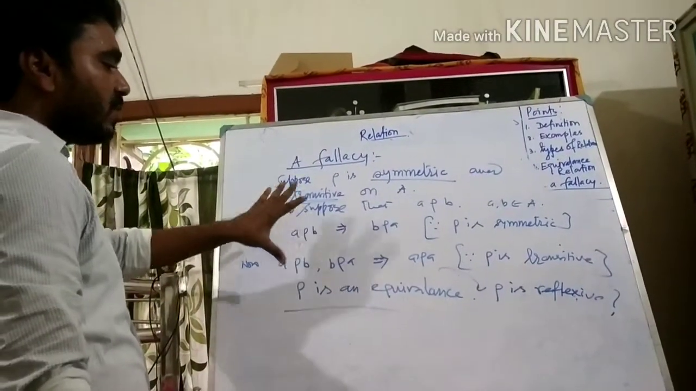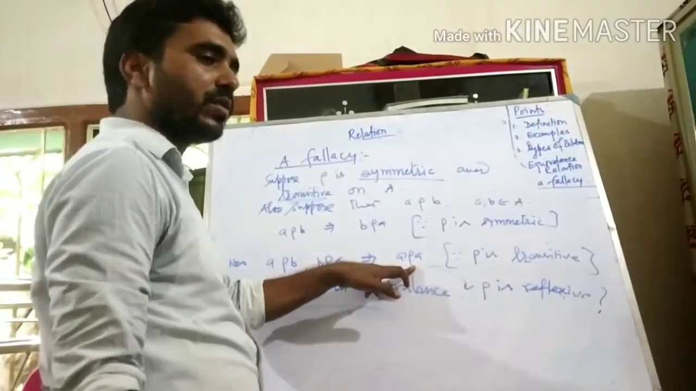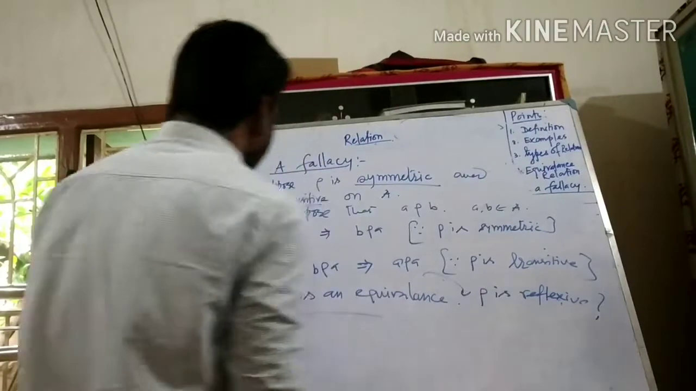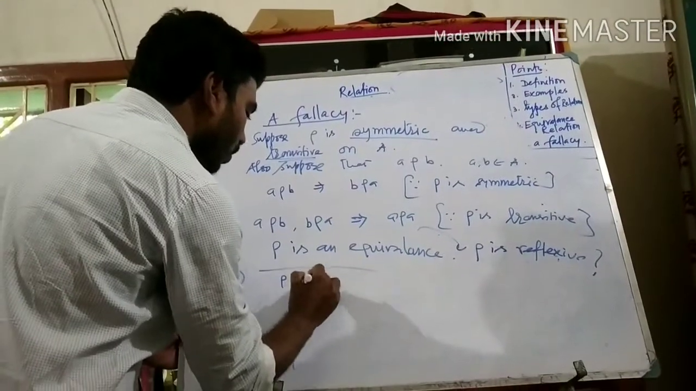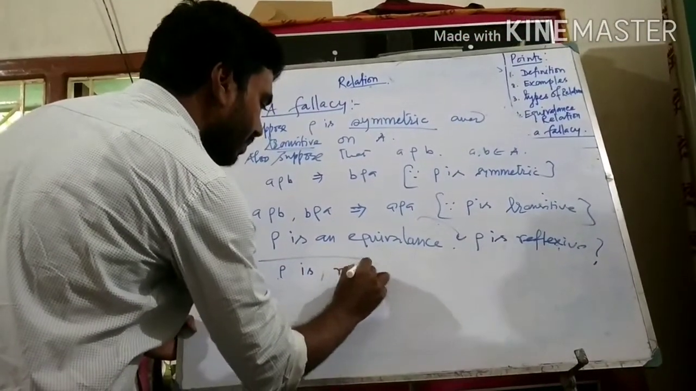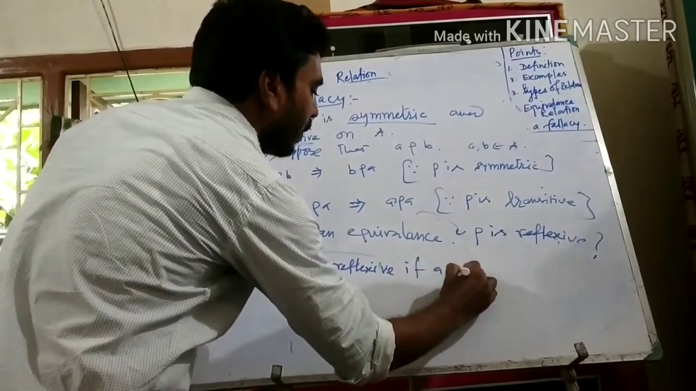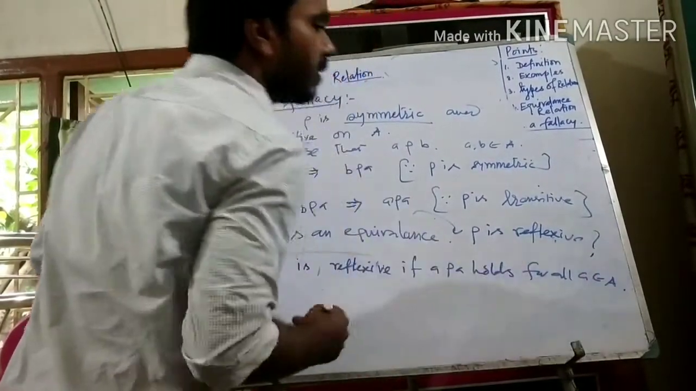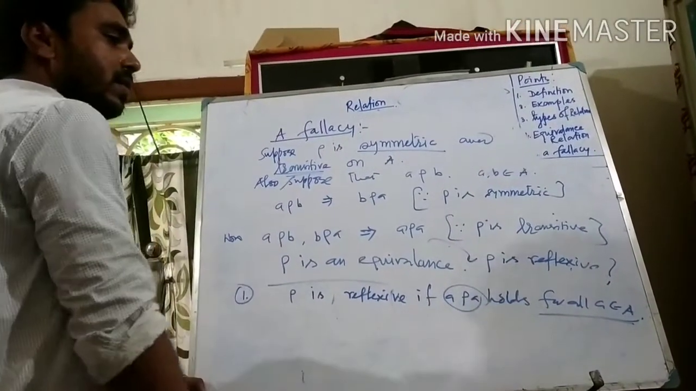From our discussion, it may seem that rho is also a reflexive relation, because this relation holds. But this is not true. This is not always true. Why? The point is, relation rho is reflexive if A rho A holds for all A belongs to A. For all. This should happen for all A belongs to A. This is point number 1.